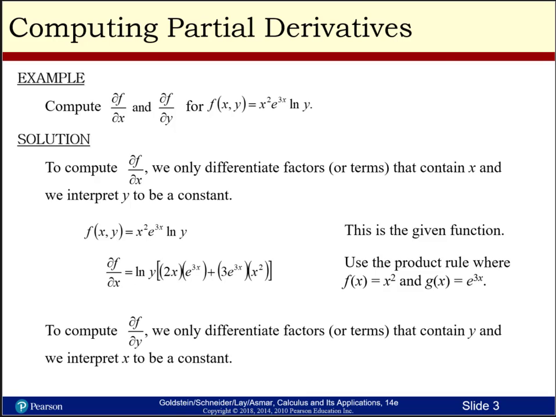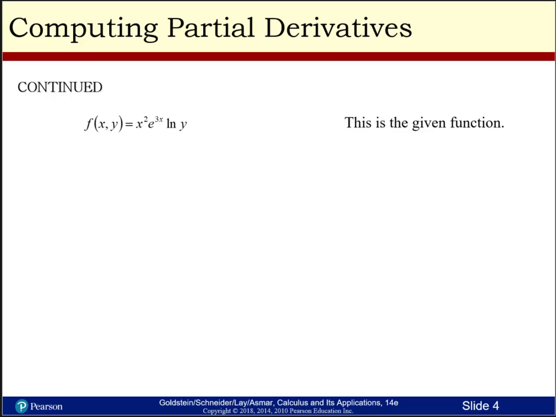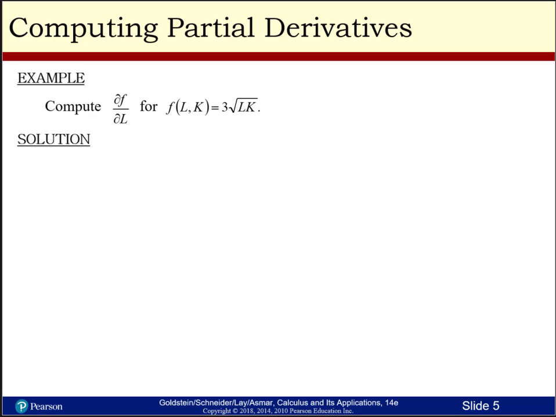Now to compute the partial of f with respect to y, we're only going to differentiate factors or terms that contain y, and we'll interpret x to be a constant. So all we have here is the natural log of y, so we're just going to take the derivative of that. And what we're going to get is just 1 over y, and then the x squared e to the 3x is just left as a constant multiplier out front.